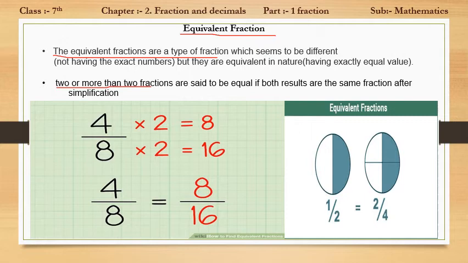When 4/8 gets multiplied by 2 on the numerator and denominator, we get a new fraction, 8/16. This one is 4/8 and this one is 8/16. These two fractions look different, but when we simplify them, 4/8 gives 1/2.